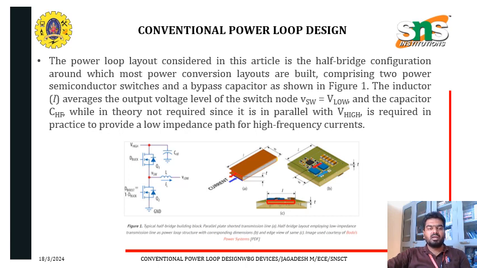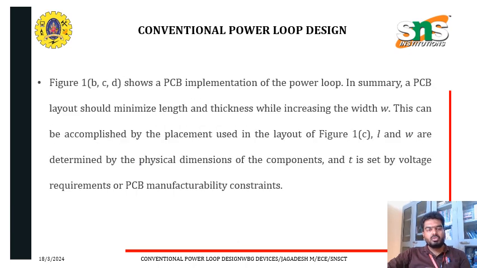The inductor L averages the output voltage level of the switch node, VSW equal to V low. The capacitor CHF, while in theory not required since it is parallel with V high, is required in practice to provide a low impedance path for high frequency currents. In this figure, B, C, D show the PCB implementation of the power loop.